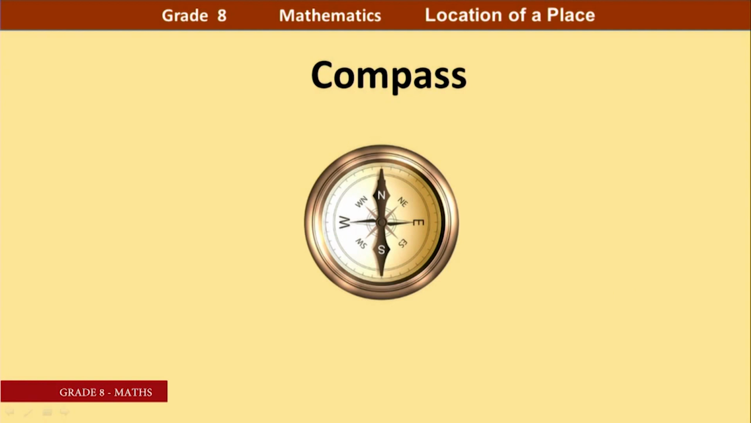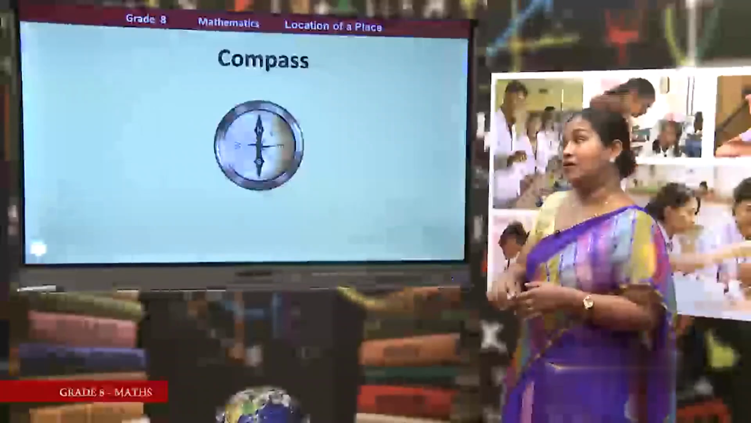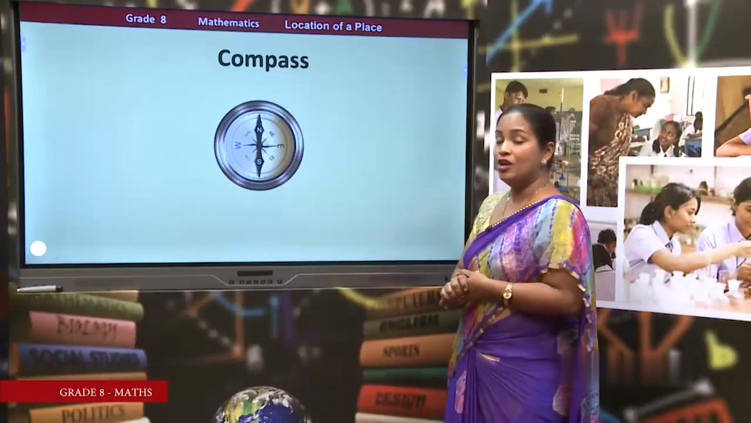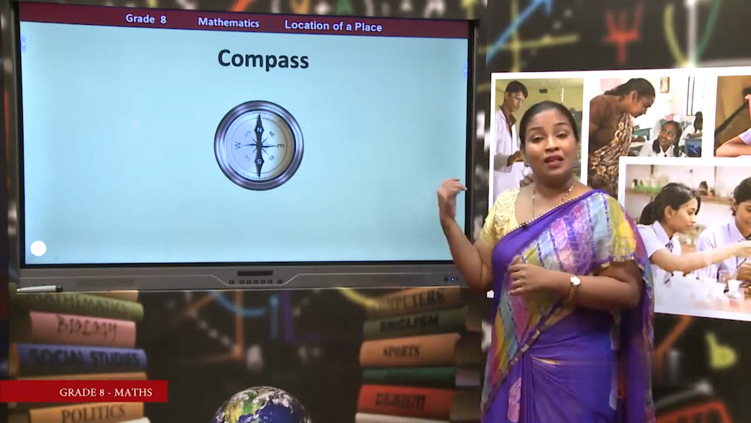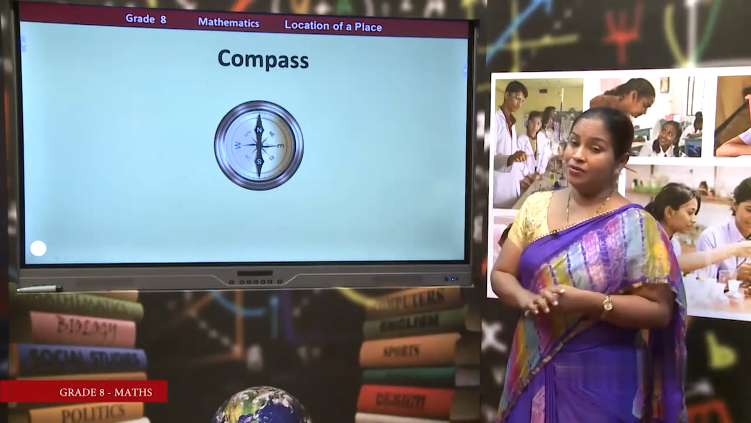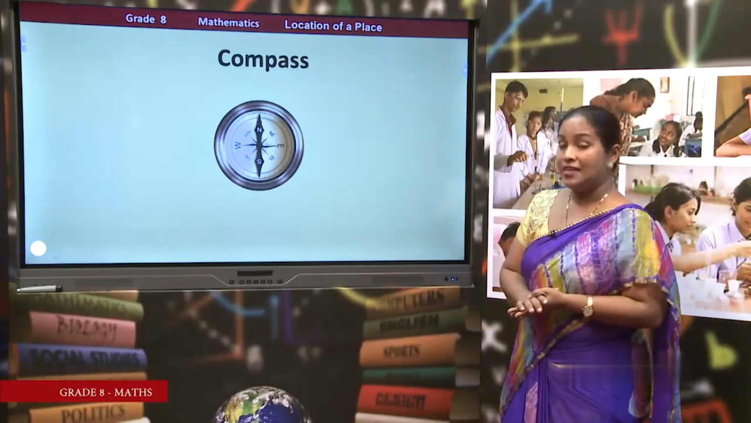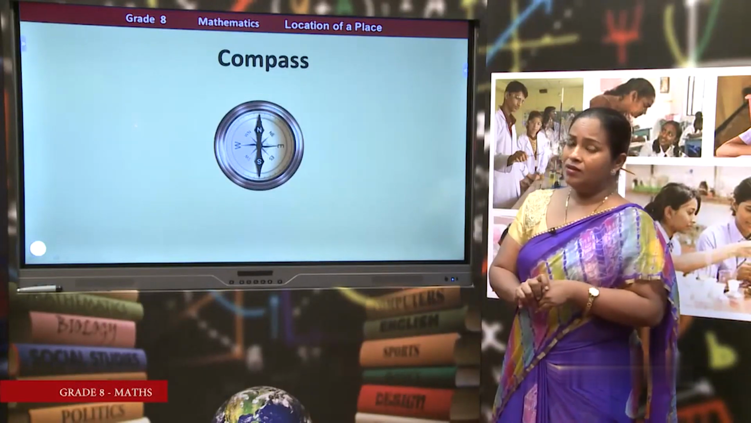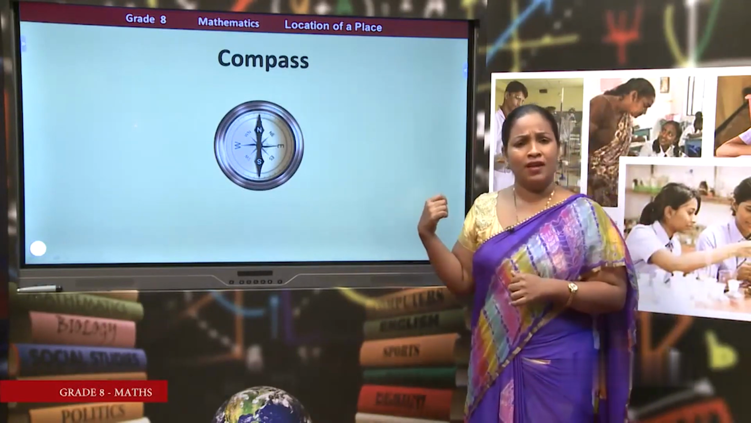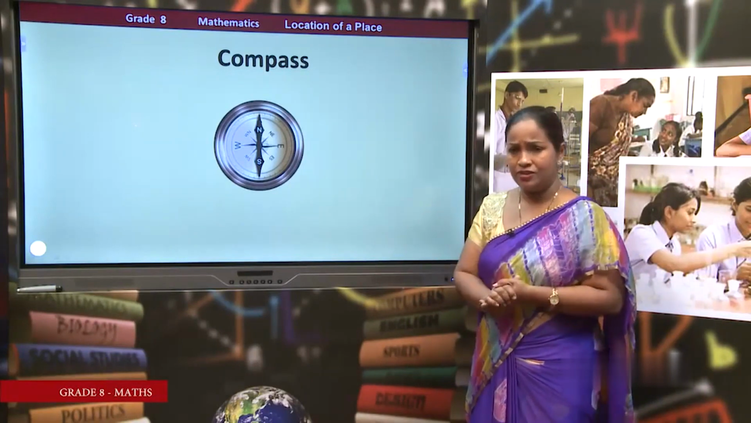I know many of you are Girl Guides and Scouts. You use this instrument frequently. Actually, it's an essential instrument that you use. This pointer indicates the north direction. If you know the north direction, you can find the rest of the directions easily. Do you need this instrument all the way to find the directions?